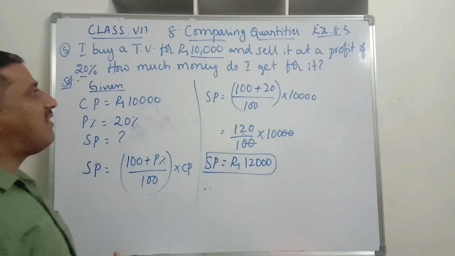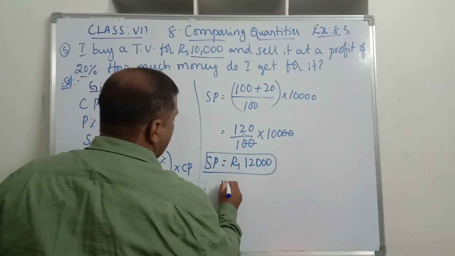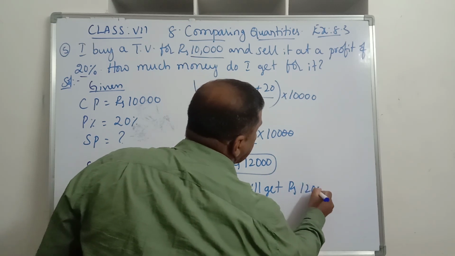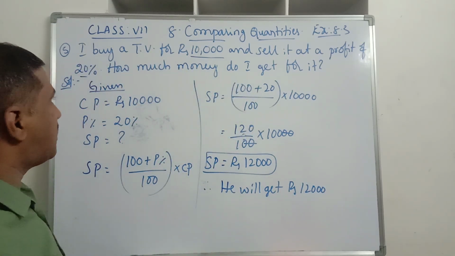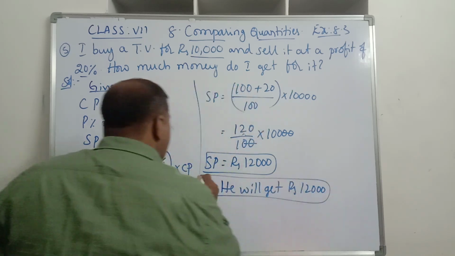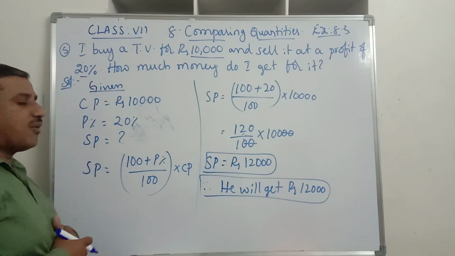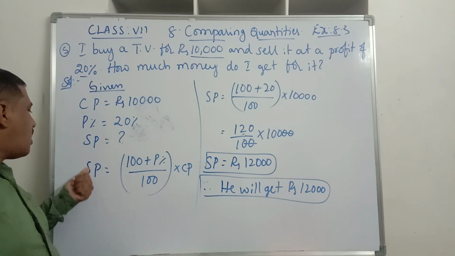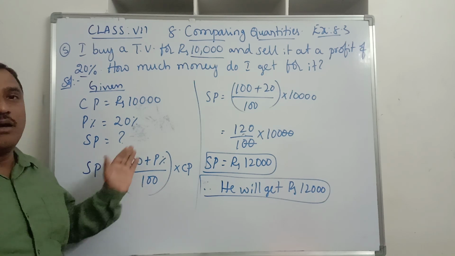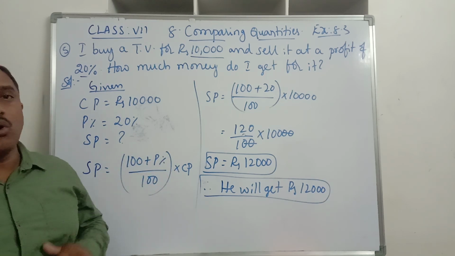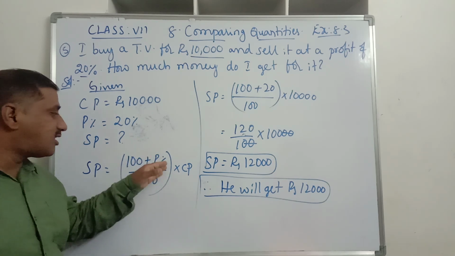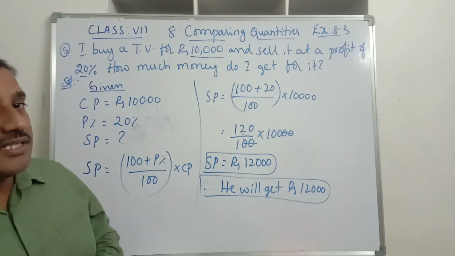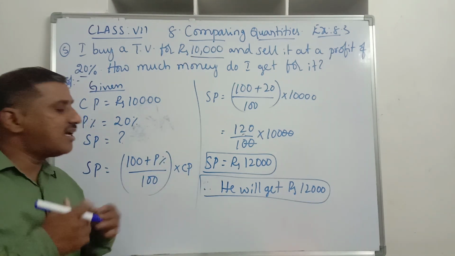Therefore, how much money he will get? It means he will get rupees 12,000. So like this we will find the selling price when we know the cost price and profit percentage. Sometimes you may get loss percentage is given. So use the formula selling price is equals to (100 plus profit percent) divided by 100 into CP. Sorry, minus. 100 minus loss percent divided by 100 into CP. When the loss percentage is given, substitute and we will find the selling price.